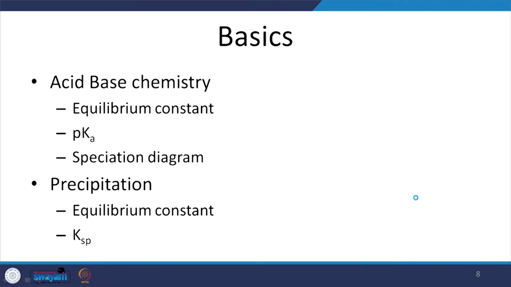Some basics before I go further, maybe I should have even discussed this earlier, but I would have assumed that you know about this. As a refresher, we will just talk about some of the basics which we have to have some understanding of when we look at lime soda based softening of hard water. I think some of these aspects we did discuss earlier.